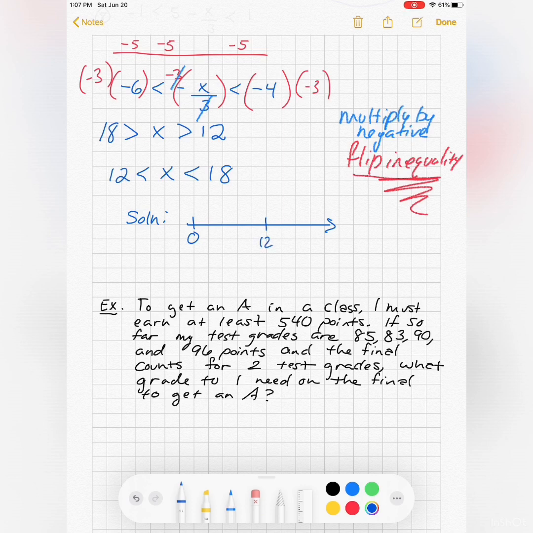So let me kind of scale again. I'll call this 12 and this 18. Shade in the middle. Both of these are open parentheses. Set builder, set of all x's, where 12 is less than x is less than 18. Interval notation, 12 to 18.